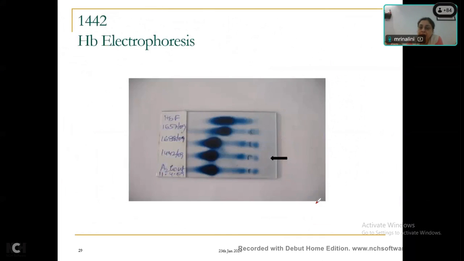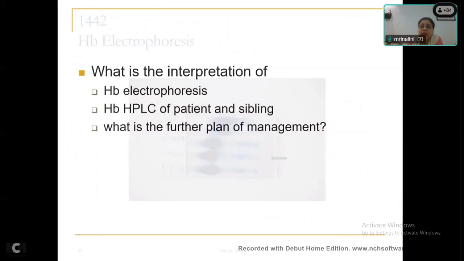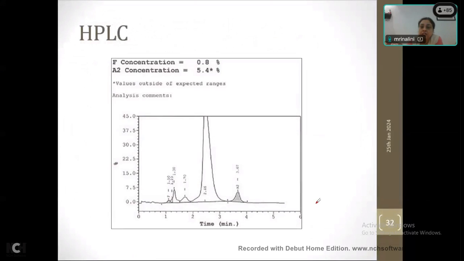So correctly, he picked up a prominent band in HbA2, and in the HPLC also, when you look at the HPLC, just don't look at the A2 concentration and the F concentration. You also need to look at the graph and see whether there are any abnormal peaks. So there were no abnormal peaks and the HbA2 concentration was raised. So that means that this is a heterozygous beta thalassemia.